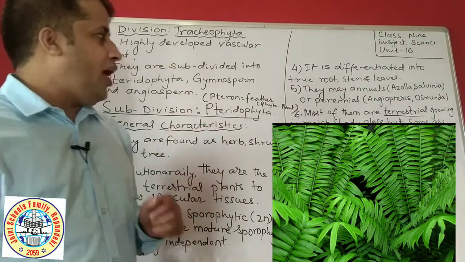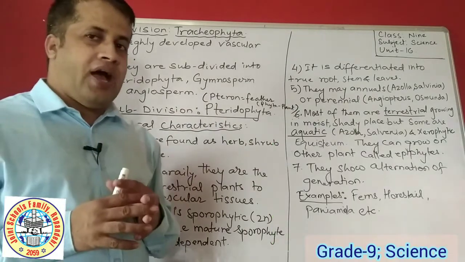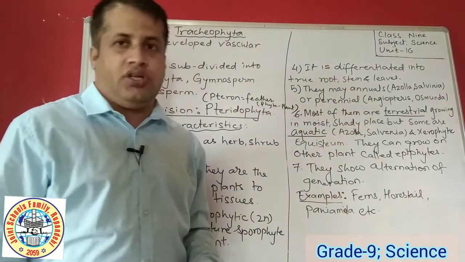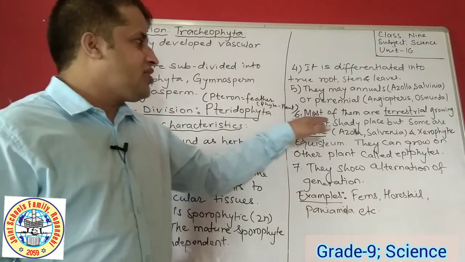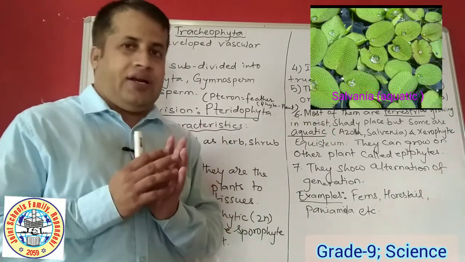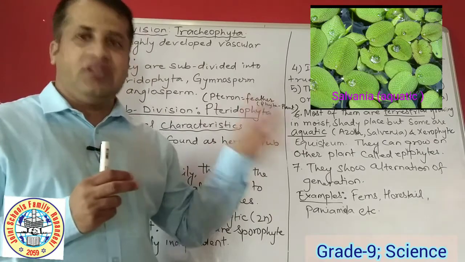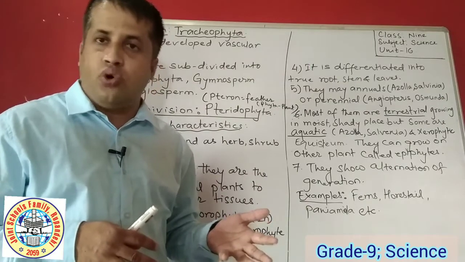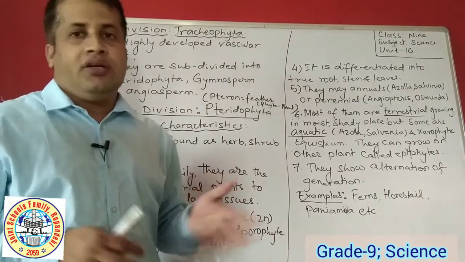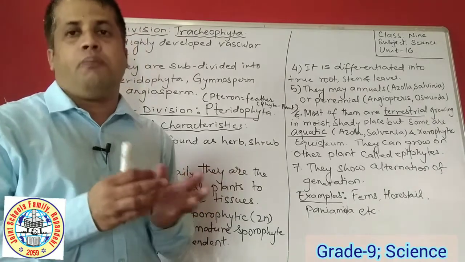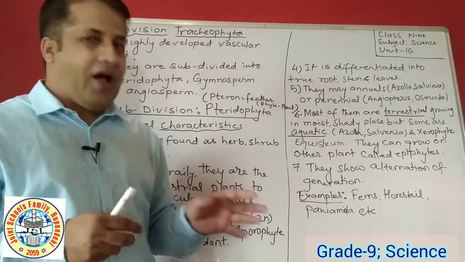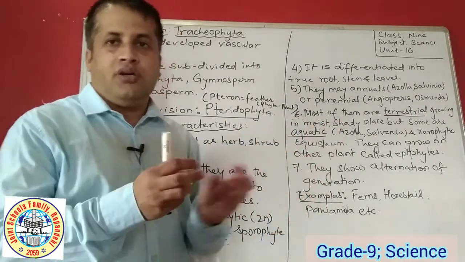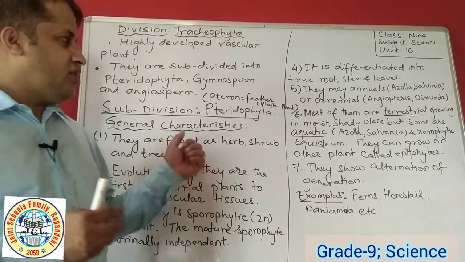Another characteristic of the plants that belong to this subdivision is that most of them are terrestrial, growing in moist, shady places. They require moist and shady places because these plants also reproduce by alternation of generation, and fusion of male and female gametes is required. That's why they are found in moist, shady places. They require water for fertilization also.